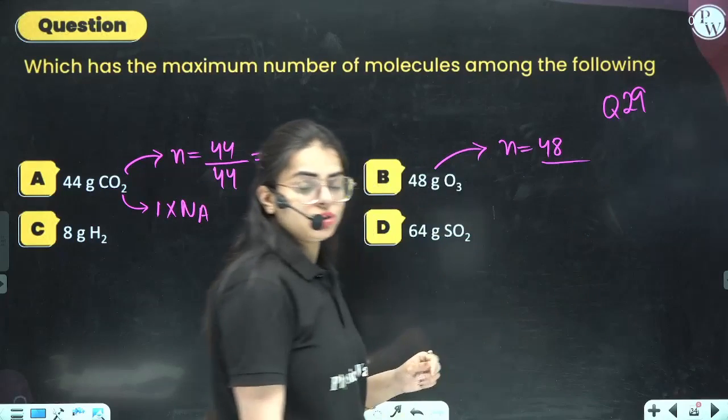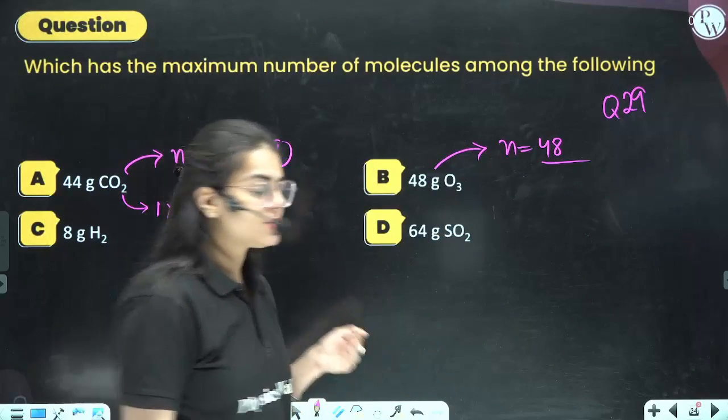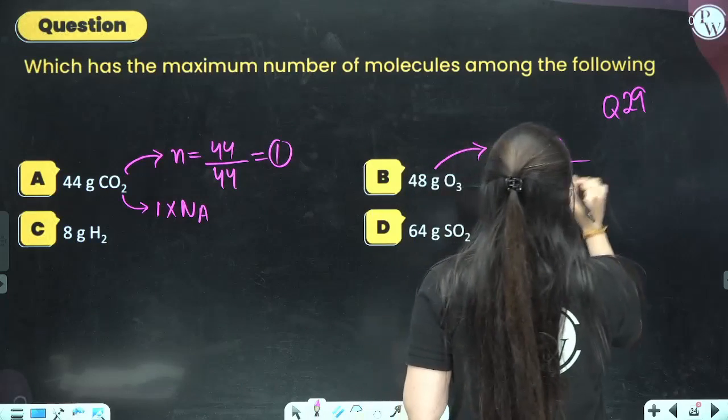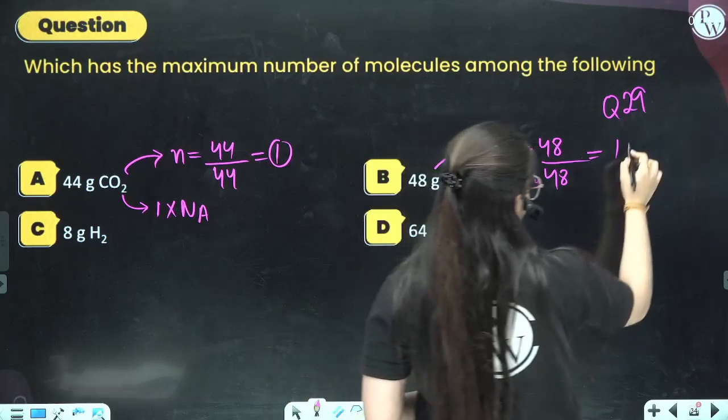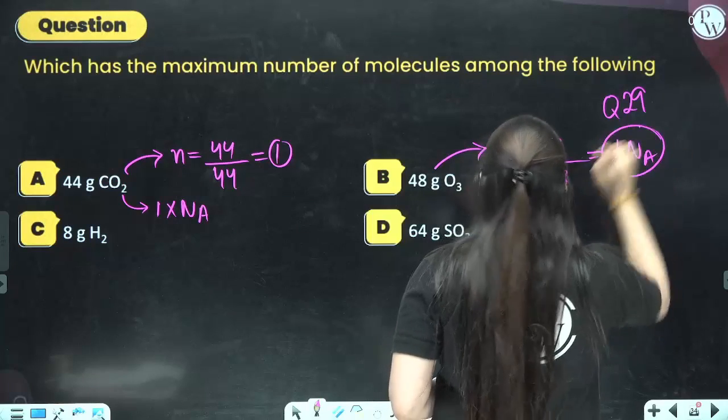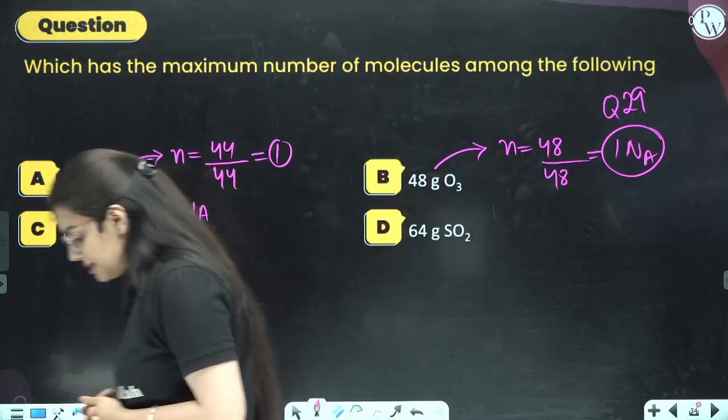Molecular mass for O3. For oxygen it is 16. 3 into 16 is 48 again. So this comes out to be 1. So this also comes out to be 1 Na as number of molecules.